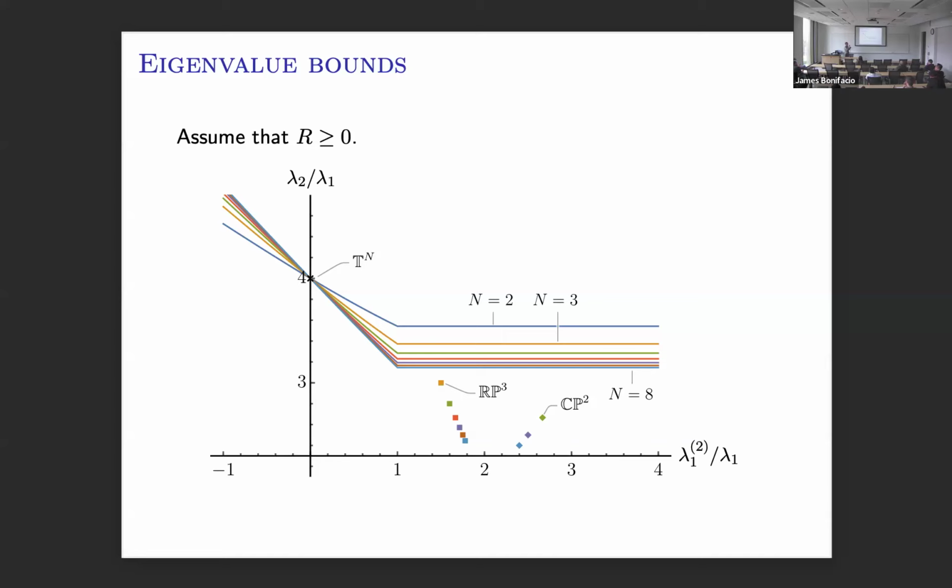So if you want to do lambda 3 over lambda 2, you can get a stronger bound, which is less than 4. And I think the expectation is the tori should always be the ones that saturate. There's a particular type of tori where you make one direction really big, and the low-lying eigenvalues are the same as the other.